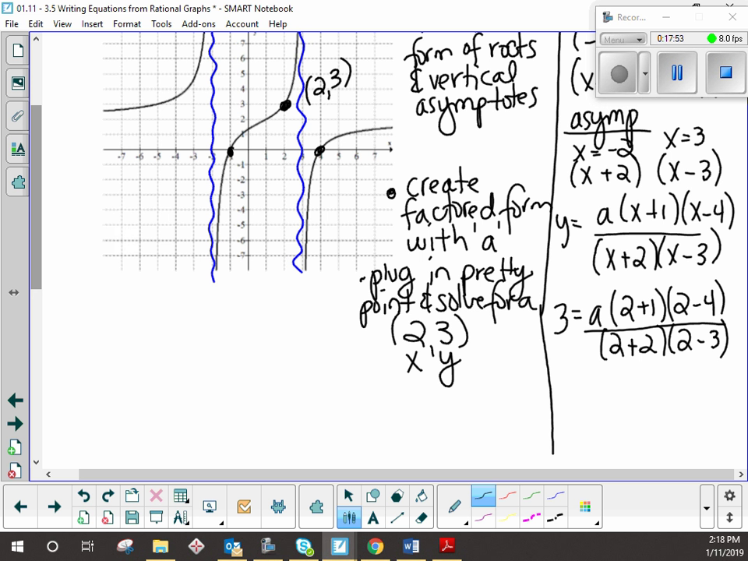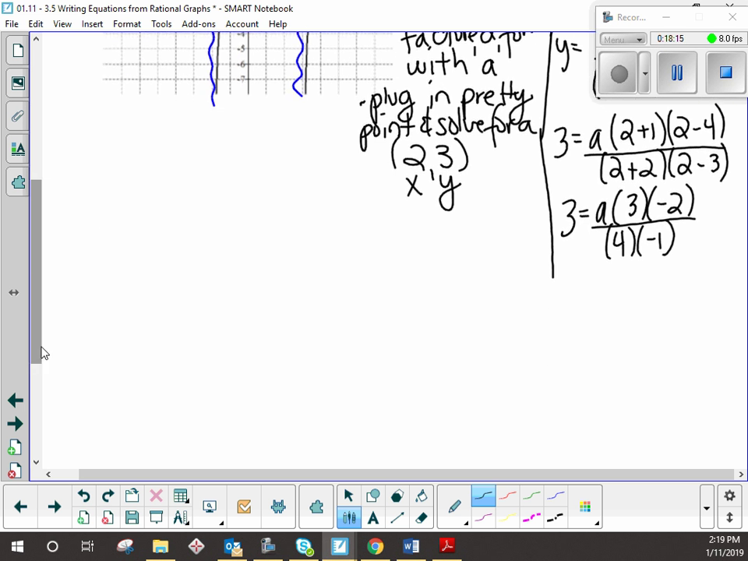And to follow your order of operations, you simplify each of those parentheses. Okay, so you're going to simplify all 4 of those before you go to the next step. So you should have a 3, a negative 2, and on bottom a 4 and a negative 1. And now we multiply those together. So 3 equals negative 6a over negative 4.